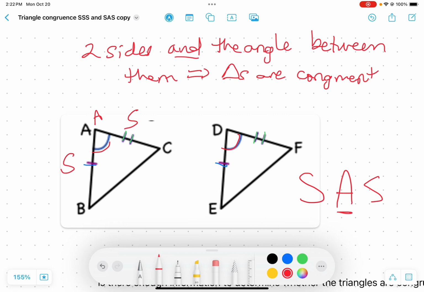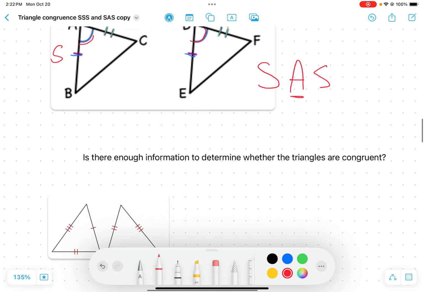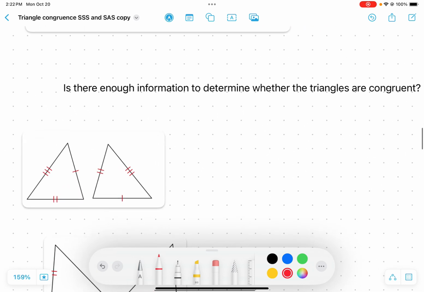So the skill that you're going to work on tomorrow in class is to answer a question like this. I'm going to give you a pair of triangles, and you're going to tell me, is there enough information to determine whether the triangles are congruent? So we're going to have to look at our markings. So this will be example 1.